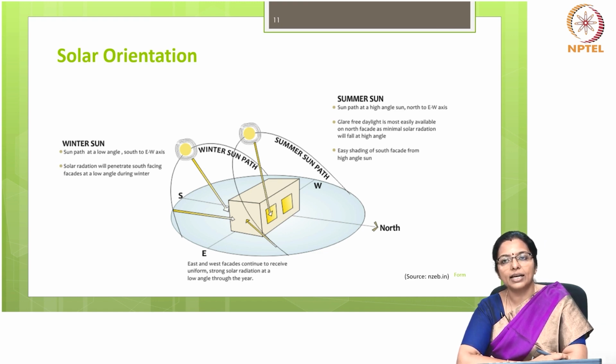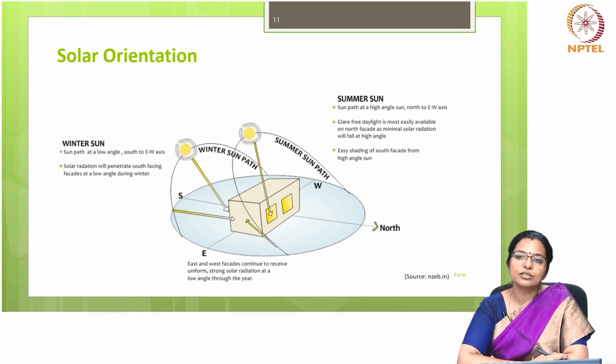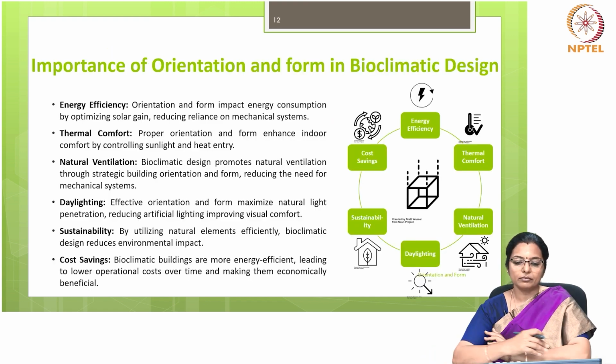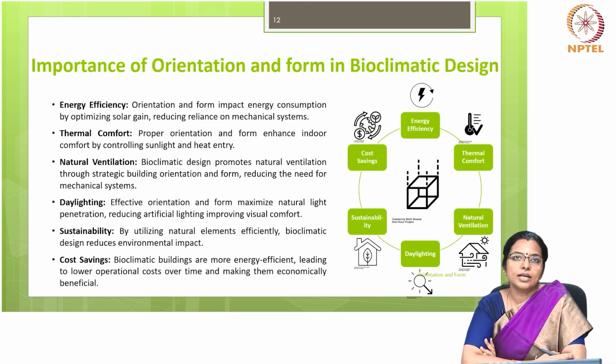By understanding and incorporating these solar orientation principles into building design, we can create more comfortable spaces that respond bioclimatically and intelligently to the varying angles of the sun throughout the year. Let us now look at the importance of orientation and form in bioclimatic architecture and its benefits.